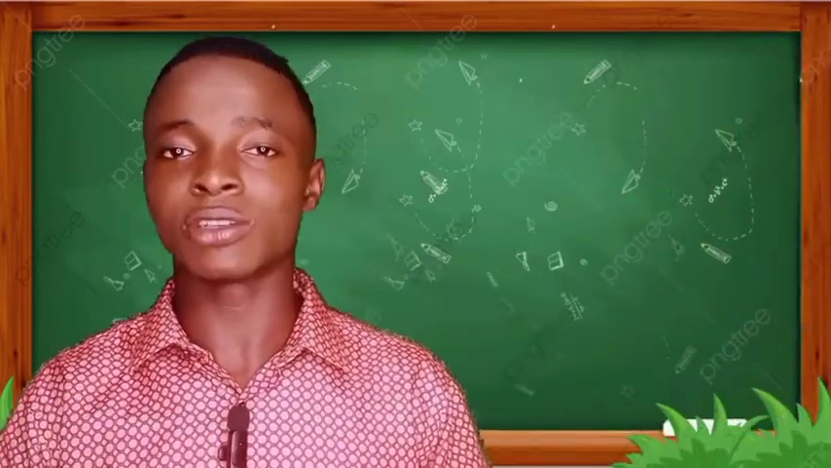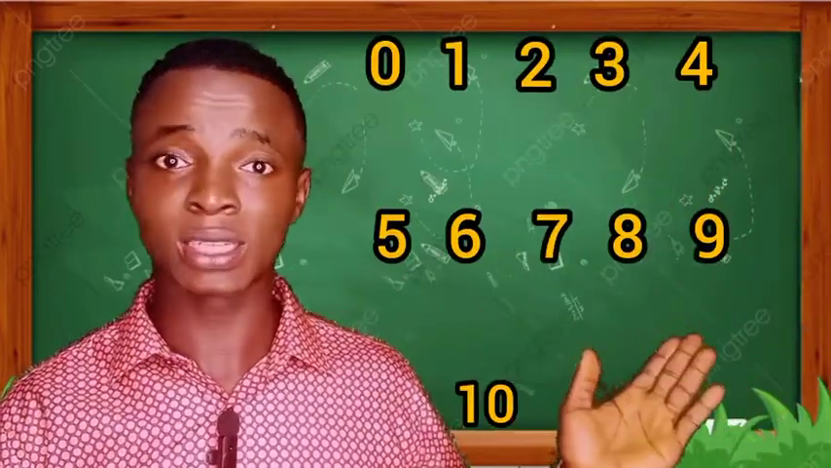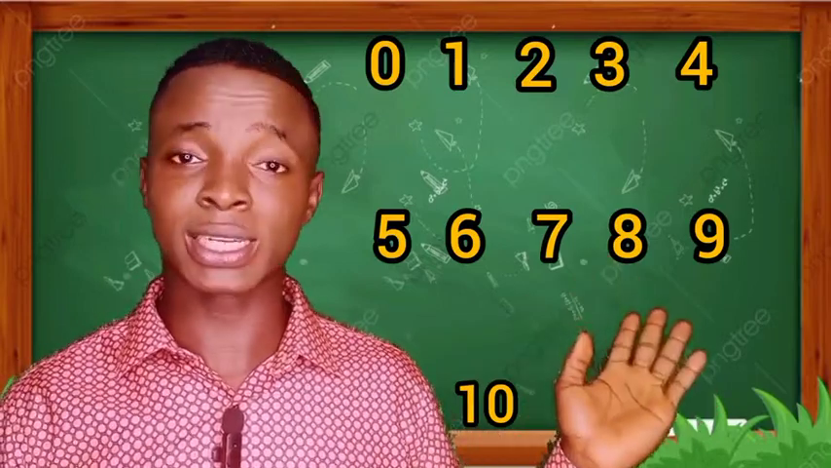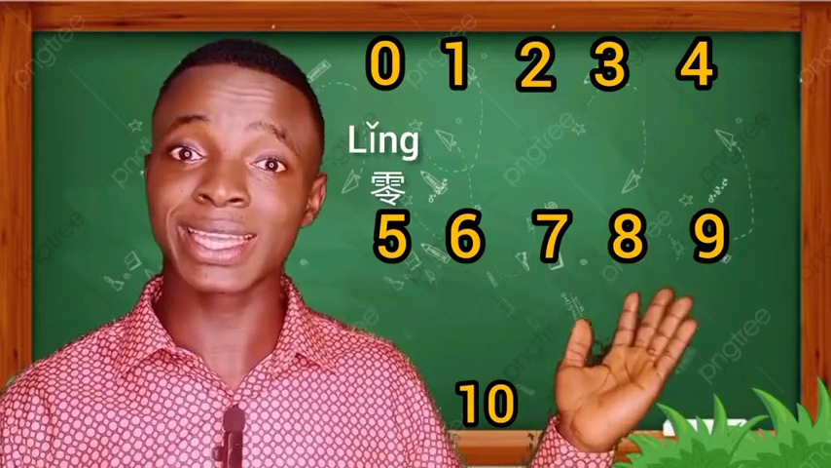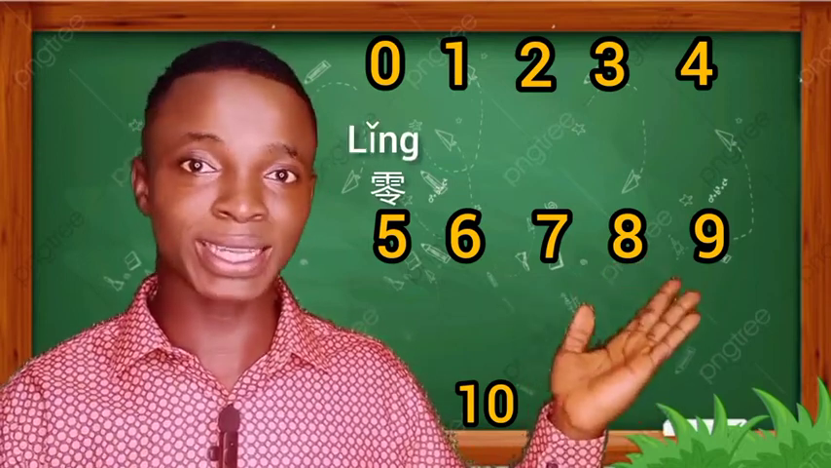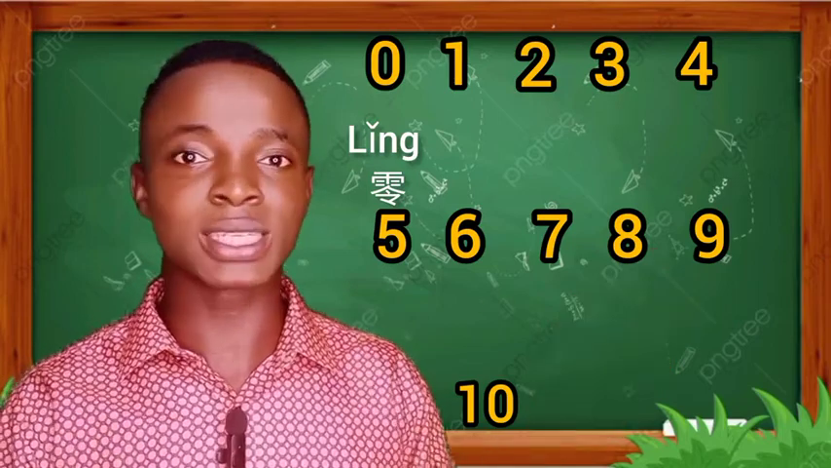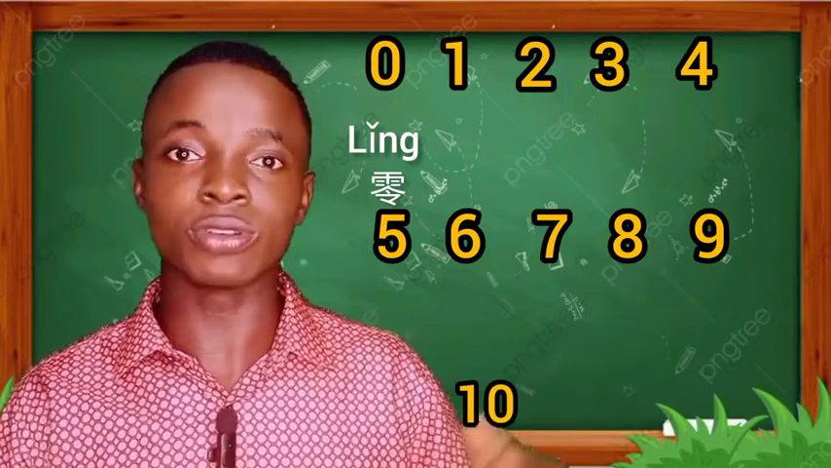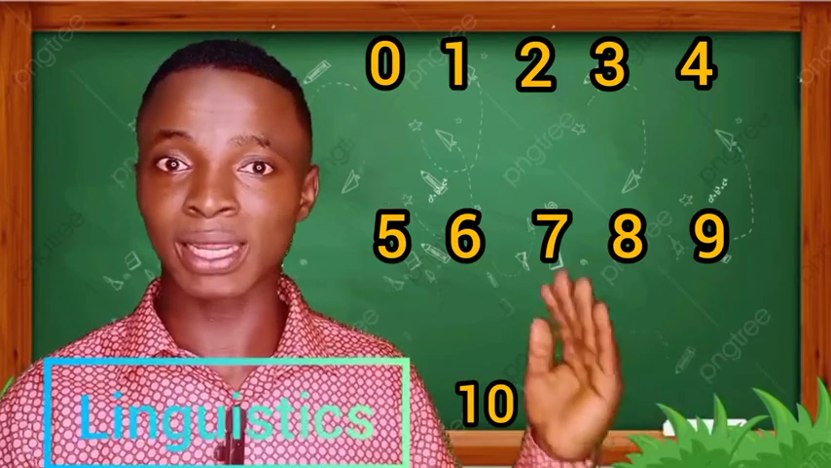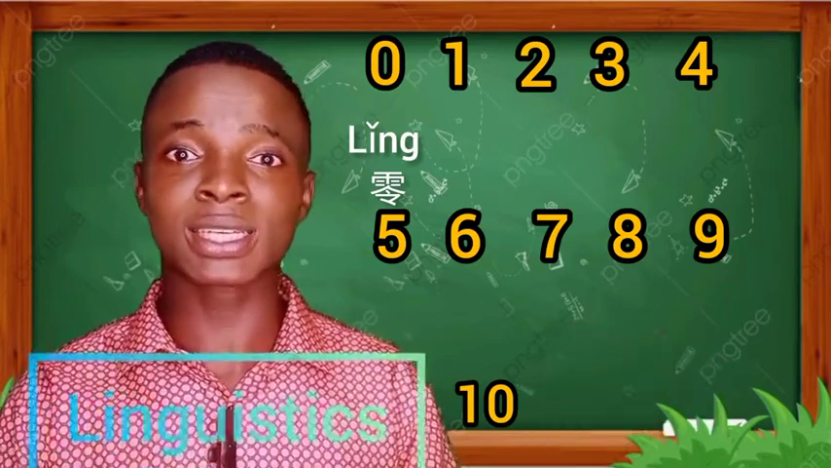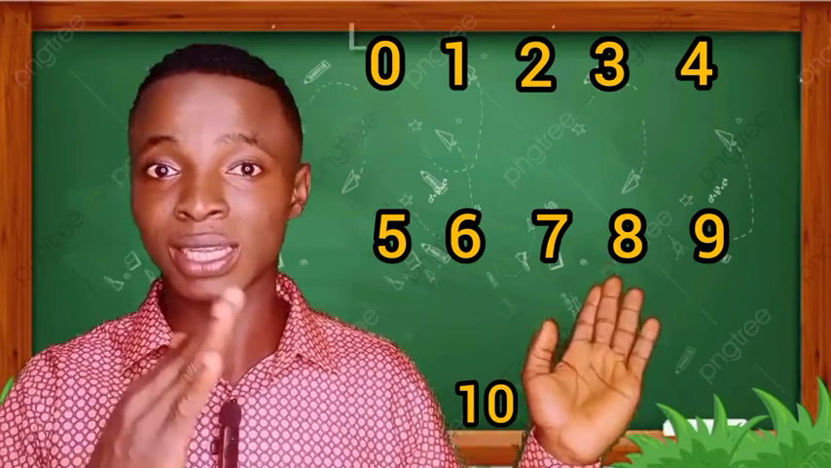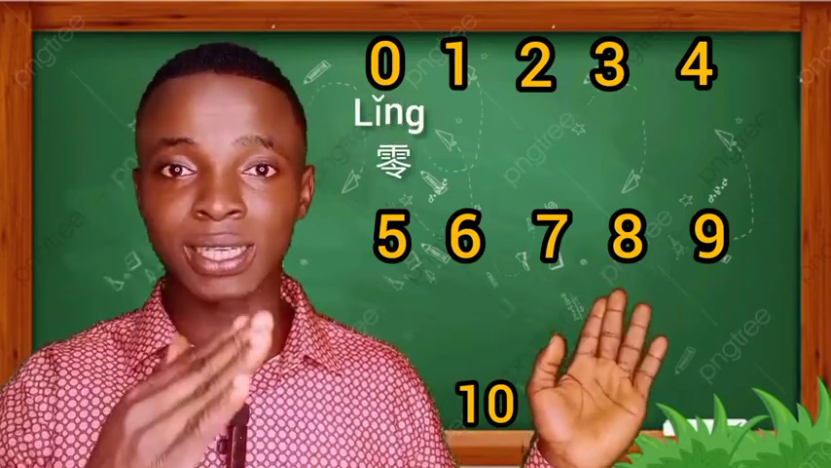Today, we're going to learn how to count from 0 to 10. 0 to 10. Let's quickly start. 0 in Chinese is pronounced as ling. Repeat after me and watch my mouth. Ling. Just in case it's difficult for you to recall, you can use the ling in linguistics to record the number. Ling. And it has the third tone of Chinese language, which is the falling and rising tone. Ling.